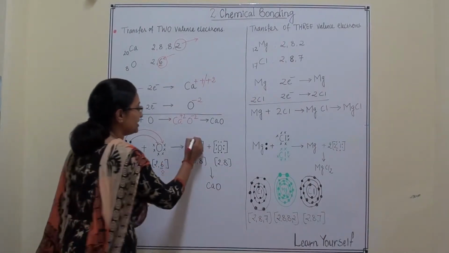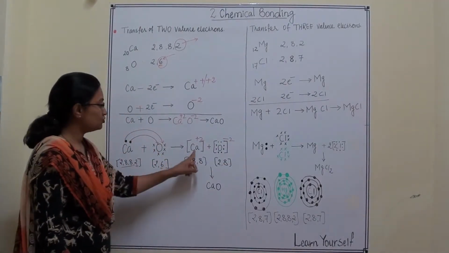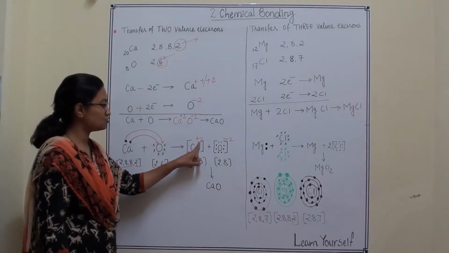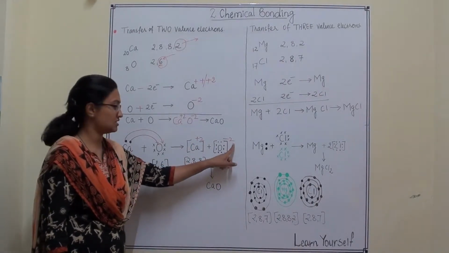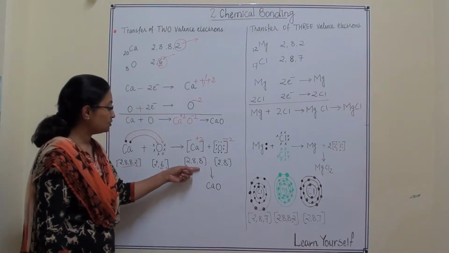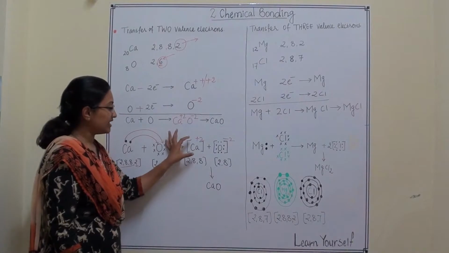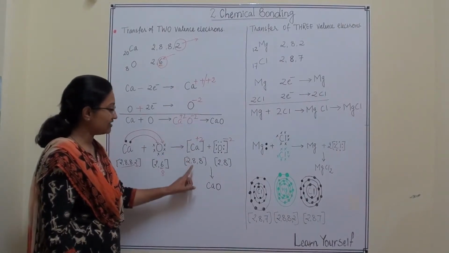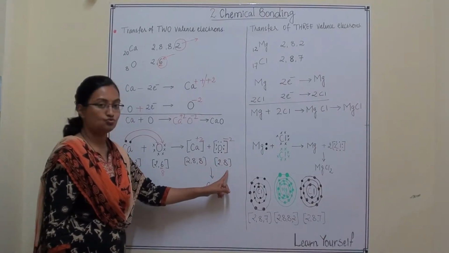So this will become plus 2, whereas here it will become minus 2. 2 electrons have been donated, so plus 2 charge has developed. 2 electrons have been gained, so minus 2 charge has developed. So the new electronic configuration attained by calcium plus 2, the cation, is 2, 8, 8 and oxygen minus 2 is 2, 8.